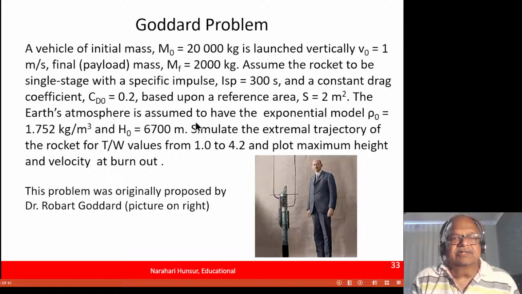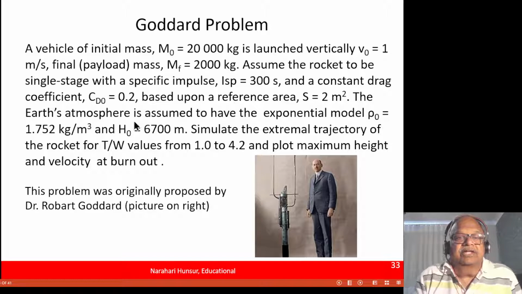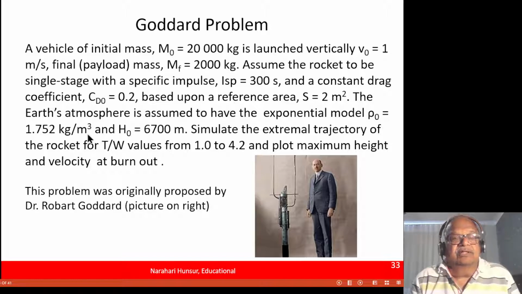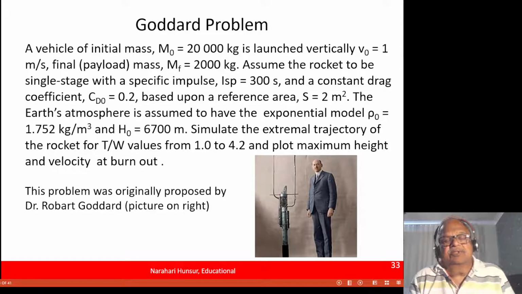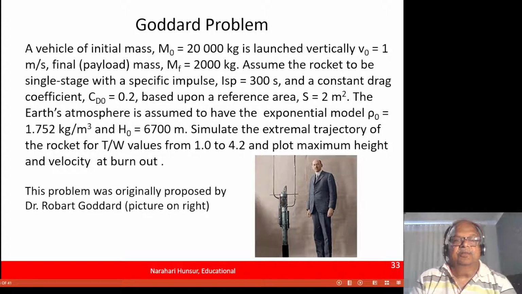The Earth's atmosphere is assumed to have an exponential model where rho naught is 1.752 kg per meter cubed, and H naught is 6,700. This is a model of how density varies. The lowest value at the surface is 1.225. It varies very rapidly. So people have worked out an exponential model, basically an exponential curve fit of the way density varies from here to about 70-80 kilometers altitude.